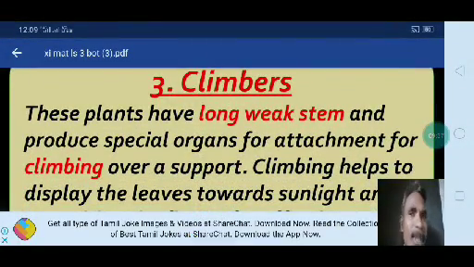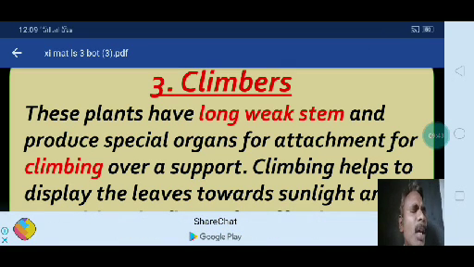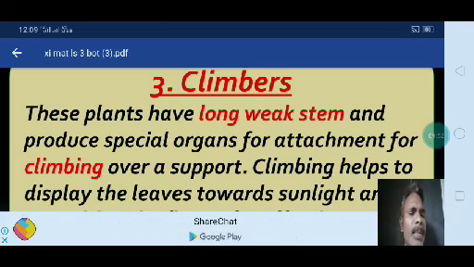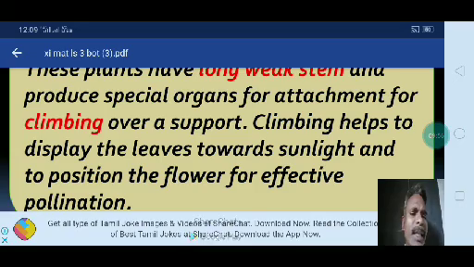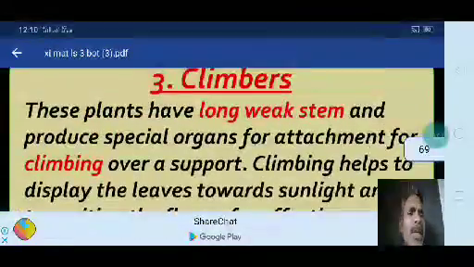The next one, climbers. First creepers, then trailers, then climbers. These plants have a long weak stem and produce special organs for attachment for climbing over a support. This climbing helps to display the leaves towards sunlight and to position the flower for effective pollination. That is called climbers.